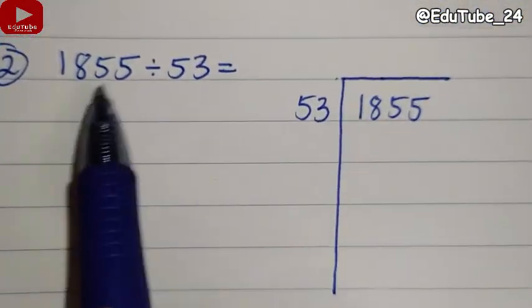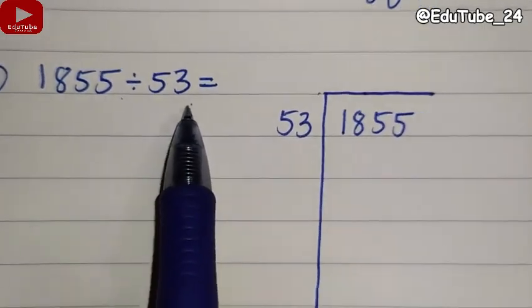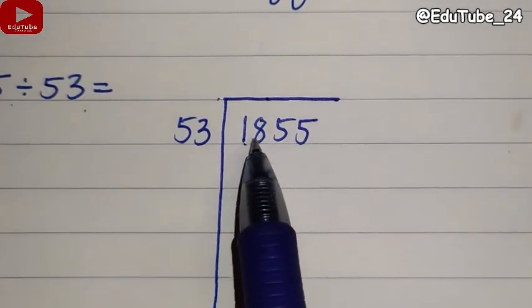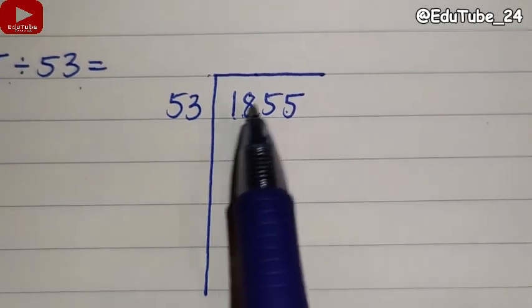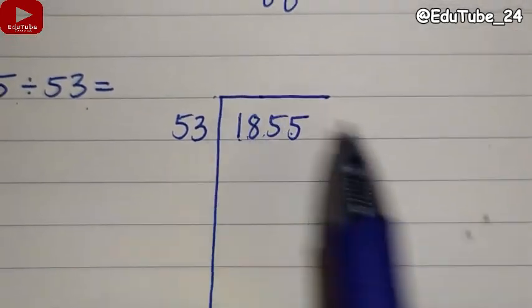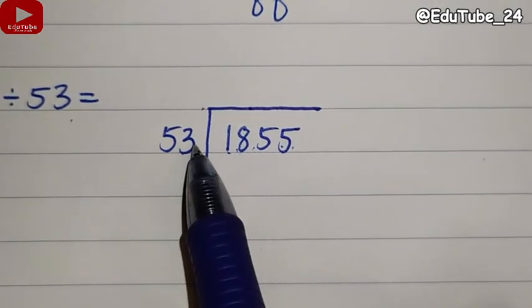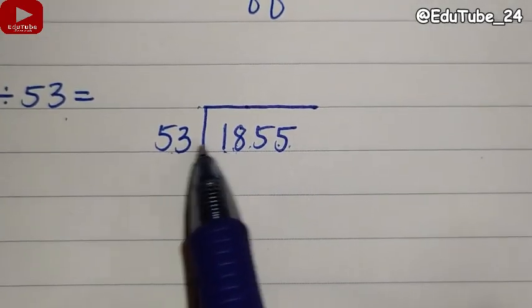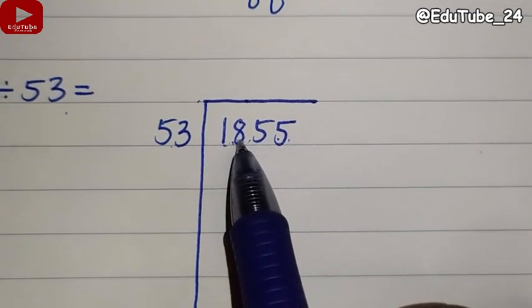Now for the second example, we have 1855 divided by 53, with 1855 going inside the figure and 53 going outside the figure. To divide 1855 by 53, because 53 is a 2-digit number, I'm going to start with the first 2-digit number on my left, which is 1 and 8.